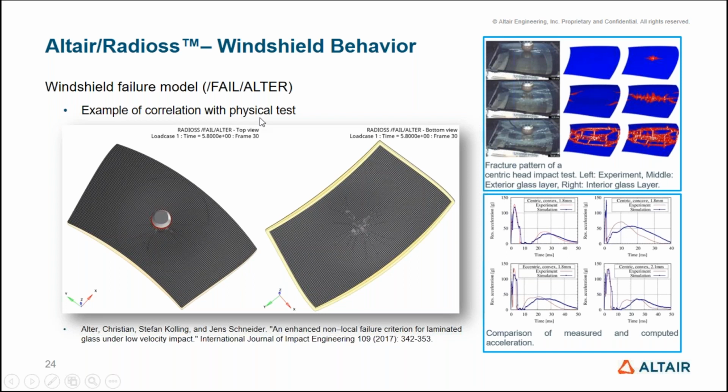With the help of this failure Altair model, on the right hand side you can see these are the fracture patterns. The left one is the actual physical head impact test, the middle one is the exterior glass layer, and on the right hand side is the interior glass layer. So there is a close comparison between the physical and virtual simulation. Solver accuracy of Radioss is pretty good, because ultimately, for the backbone of getting an accurate result you need a good quality FE model, and you can build this good quality FE model with the help of HyperMesh.